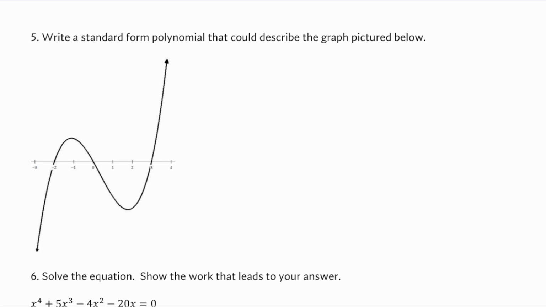All right, now we're going to write a standard form polynomial that could describe the graph pictured here. We don't have any scale in the y direction, so we're not going to have to worry about what the leading coefficient is. So maybe I'll just assume the leading coefficient is 1. What we're going to do here is start off with a skeleton. We start off with our zeros. We've got x equals negative 2, x equals 0, and x equals 3.